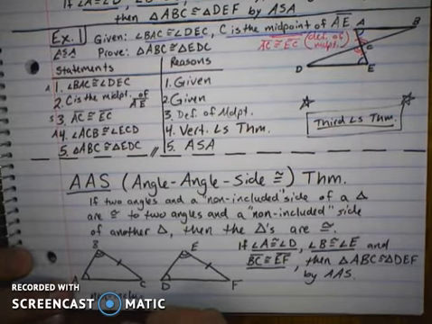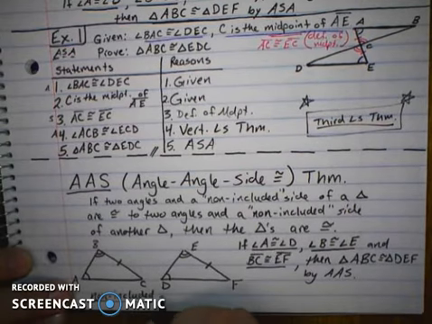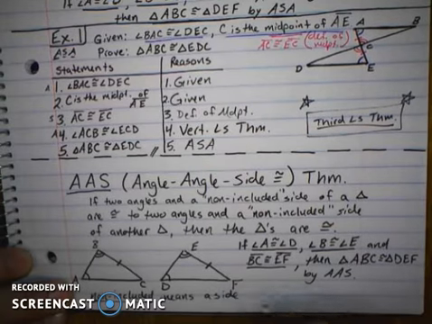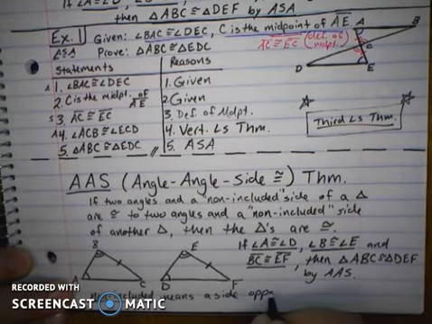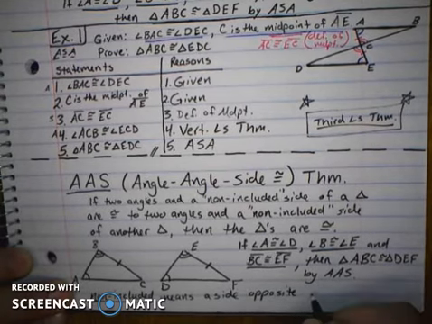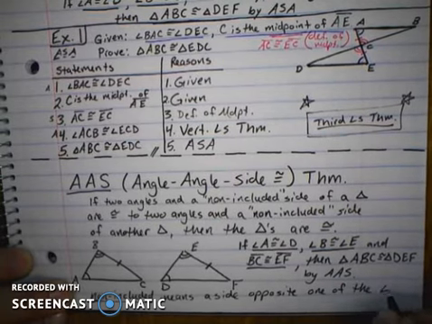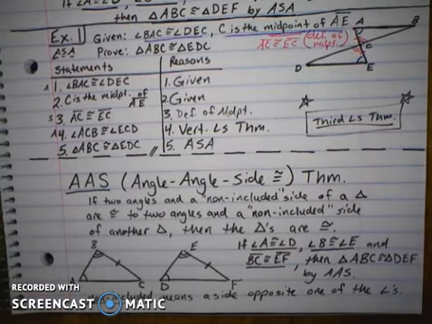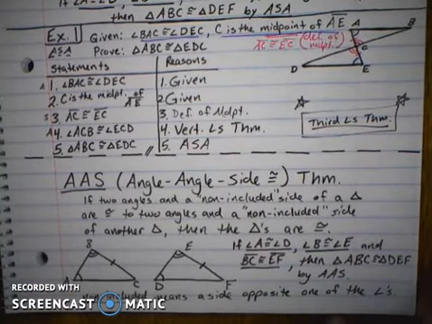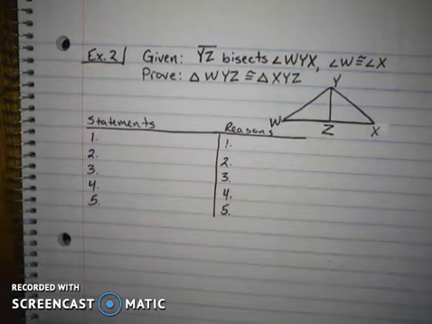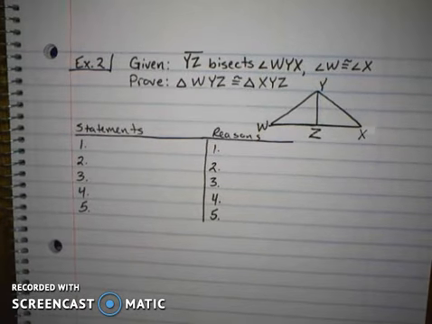Okay? So you can even write that down. Non-included means a side opposite one of the angles that are marked congruent. Okay, so let's try and do a proof using this theorem. If you need to take a moment to pause the video to copy this down, go right ahead.